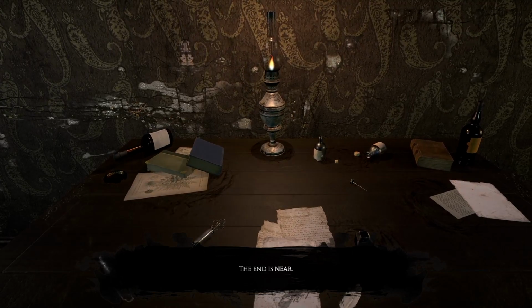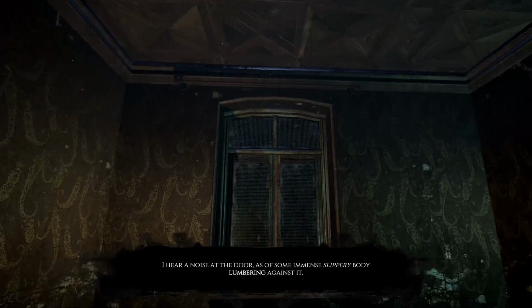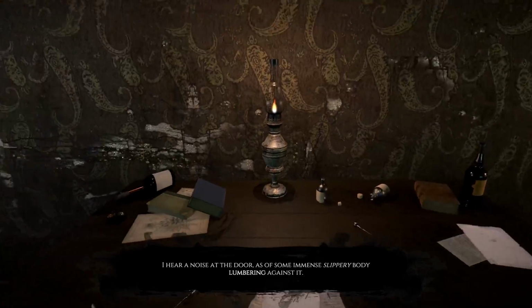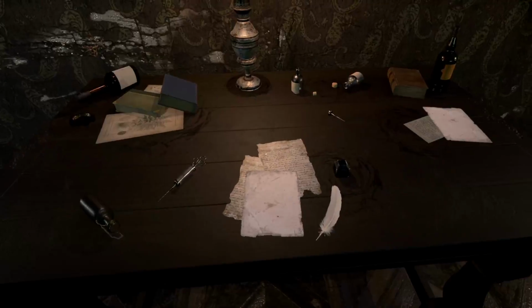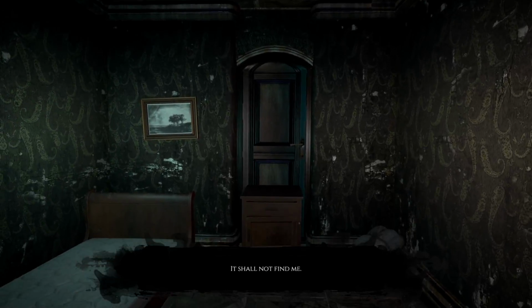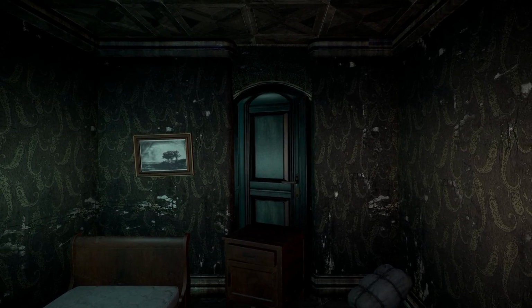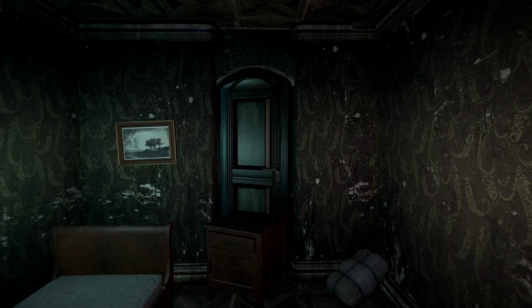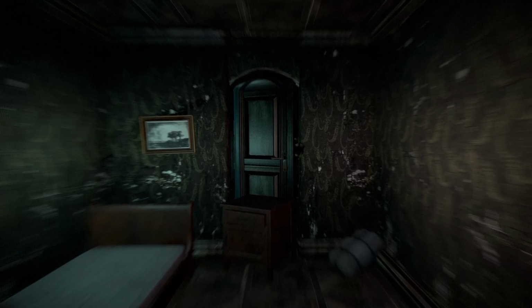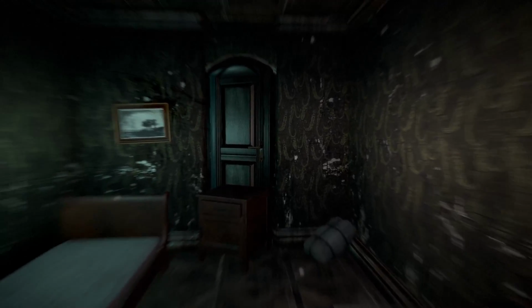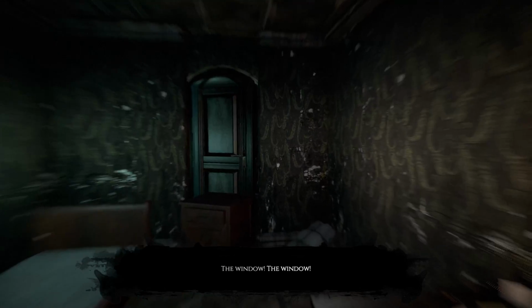The end is near. I hear a noise at the door, as of some immense slippery body lumbering against it. It shall not find me. God, that hand! The window! The window!